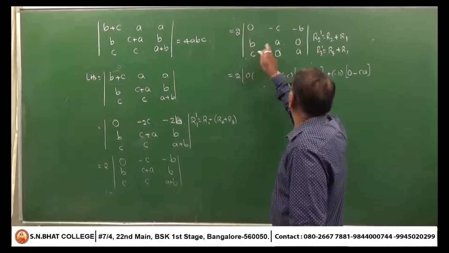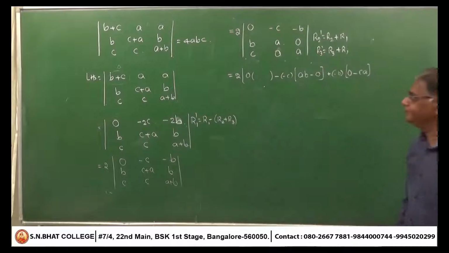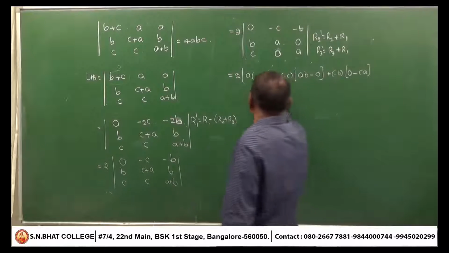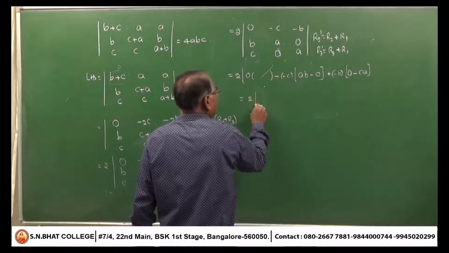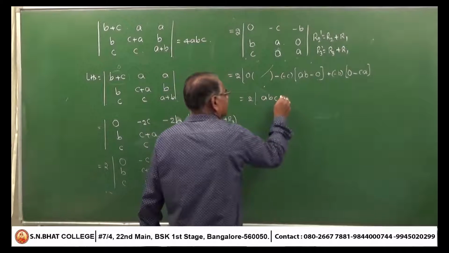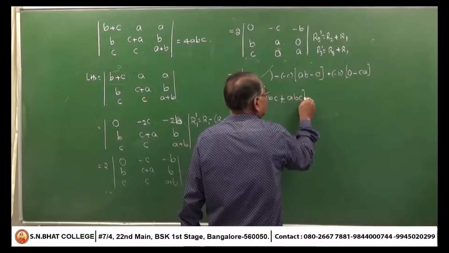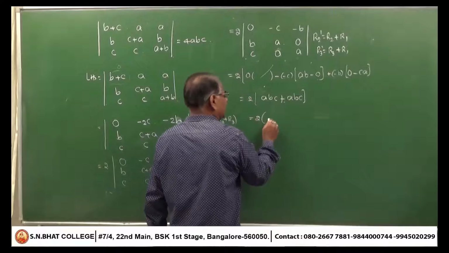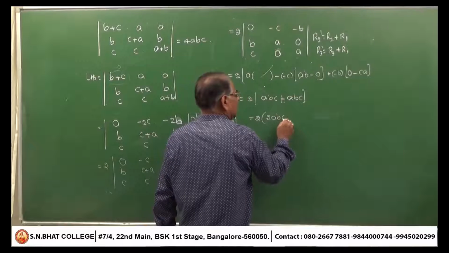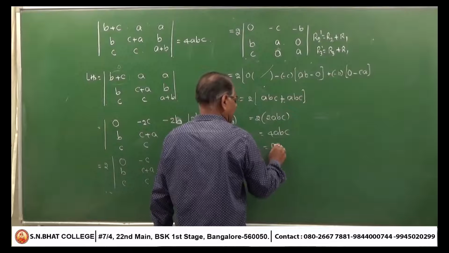0 minus plus B into 0 minus C. This term is 0. 2 into minus ABC plus minus B into minus CA is ABC. This is 2 times 2ABC. 2 into 2AB is 4ABC. RHS.